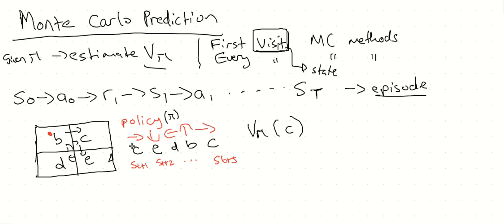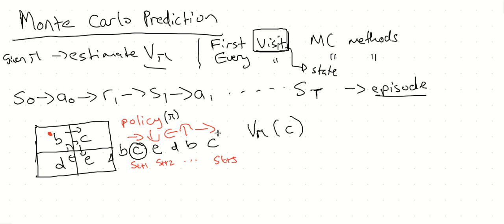For instance, here we have a simple episode where we started from state B. At time step 0, we were at B, and then we move to C, E, D, B, C. Now, we want to find the value of being in state C, right? In first visit Monte Carlo methods, all we do is compute the return starting from this point here, right? So starting from C, we compute the return and then we average it. But we don't look at the second C.